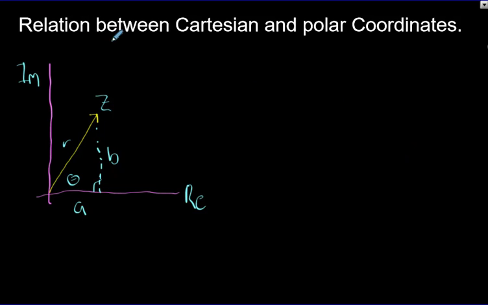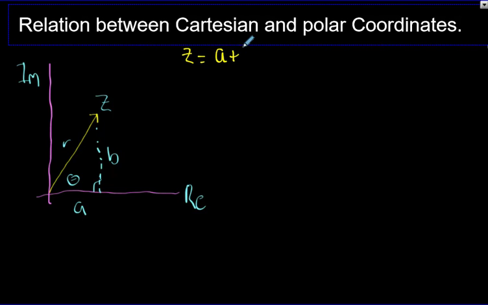Hello, we're going to talk about the relation between Cartesian and polar coordinates. So if we had a complex number, we can write it as a plus bi, right? And its Cartesian coordinate would be (a, b). That's our Cartesian. Now, we can come up with an expression with this pretty simply using trigonometry, right? So let's start with the cosine of theta.